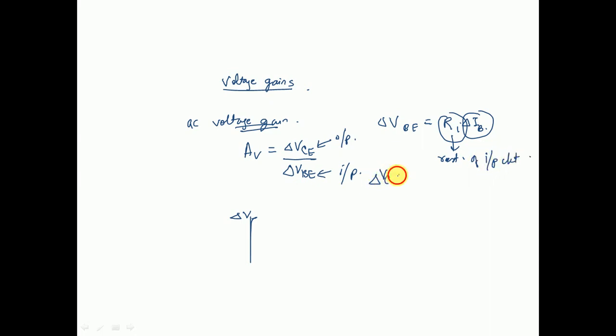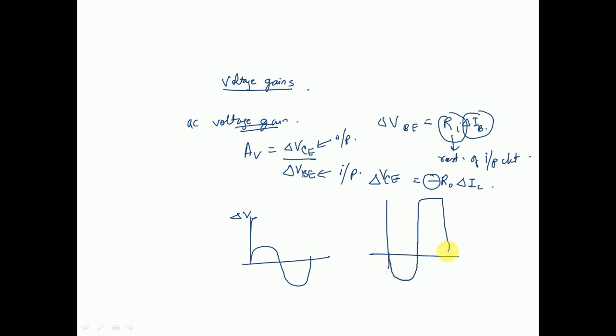Alright, so delta VCE can be written as minus R naught delta IC. What is the significance of the negative sign here? It indicates the phase reversal. Because if this is your input, let it be EI, then this is your output. So there is a 180-degree phase reversal. That is why there is a minus sign here.